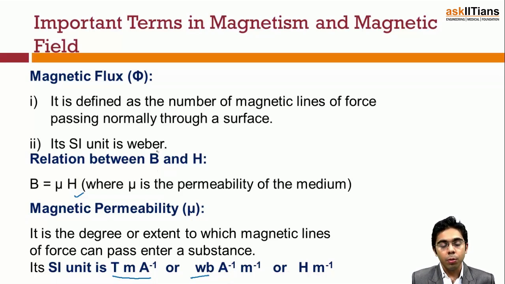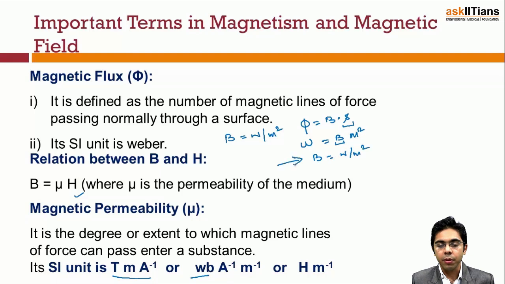So what do we have? The SI unit of B was Weber per meter square. We know phi equals B into S, where S is the surface area. If the unit of phi is Weber and we want to find the unit of B, and the area is meter square, then the unit of B comes out to be Weber per meter square. We can find it from this relation.